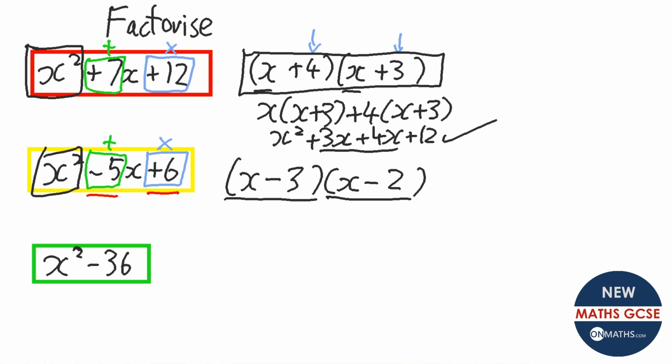Okay, this last one is a fancy one. You might notice there's no x term. Well, there kind of is an x term. It's plus 0x, which means when you added the 2 numbers together, you got 0. Now, this is a special case. We do it in the same way as we've done before.